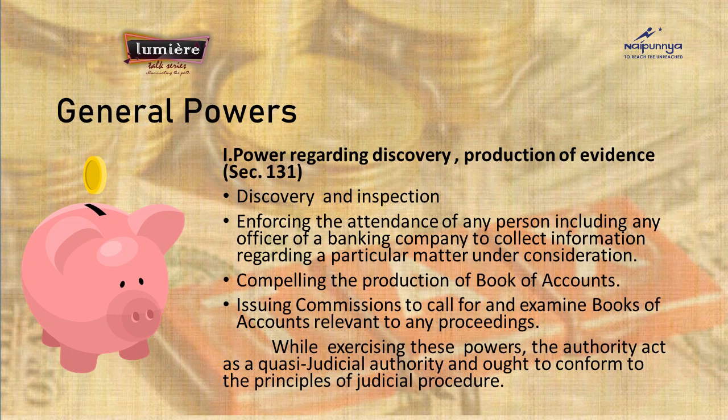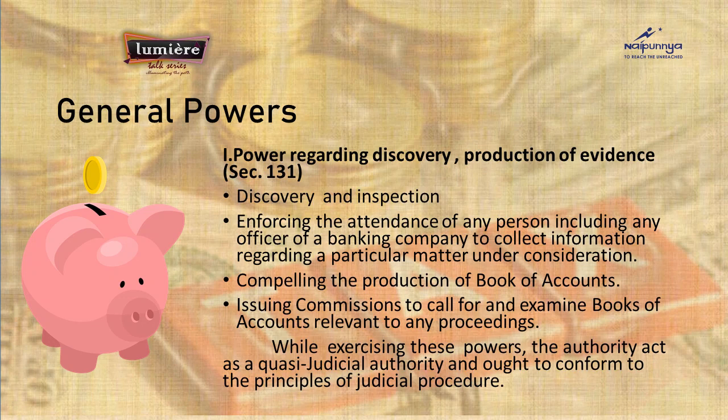The first general power is the power regarding discovery and production of evidence, which is under section 131 of the Income Tax Act of 1961. Under this title, the income tax officers or CBDT are able to discover evidence, do inspection, and enforce the attendance of any person, including any officer of a banking company, to collect information regarding a particular matter.